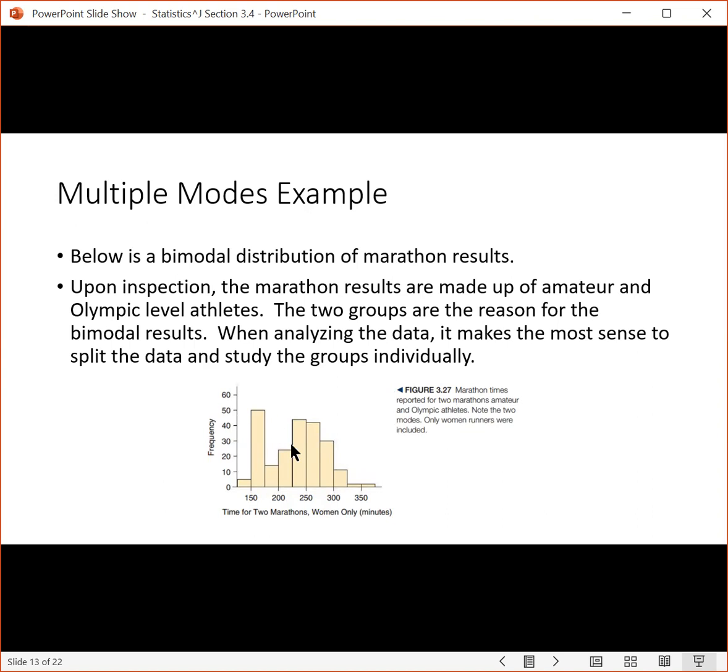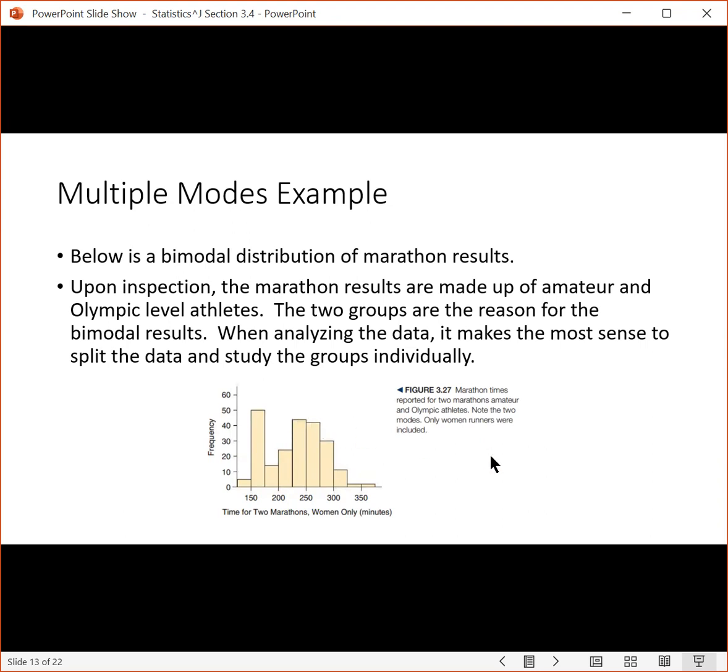Okay. And if you actually dig into the underlying data here, one of the things you immediately discover is that this distribution represents two marathon types, right? It represents amateurs and Olympic athletes, and they've been lumped together. And so this first peak is the Olympic runners. That's their results in their marathon. And then the second peak is the amateurs. That's their results in their marathon.